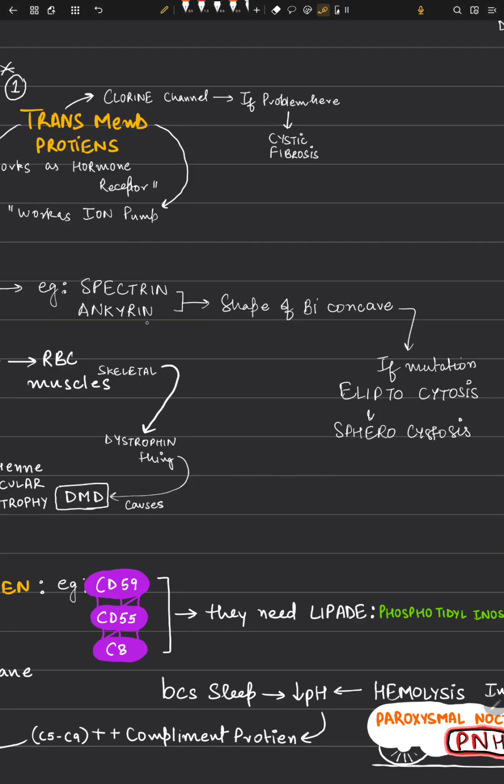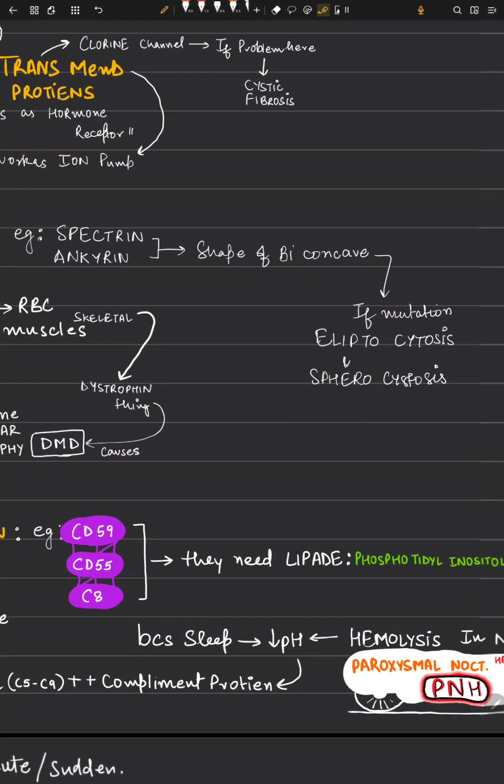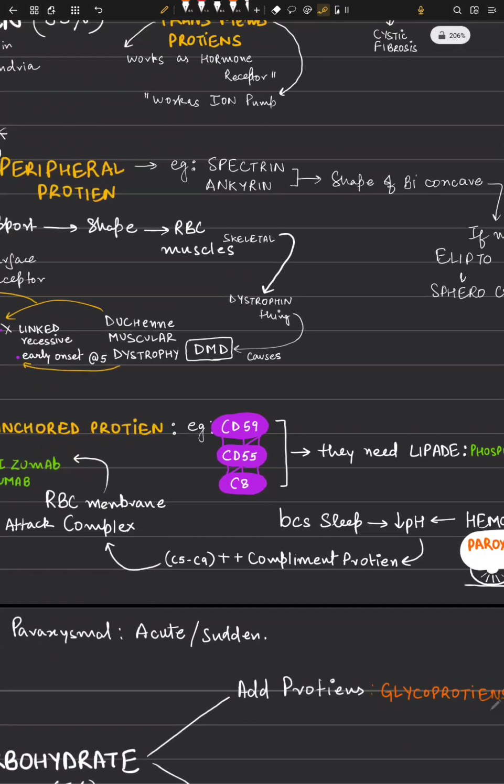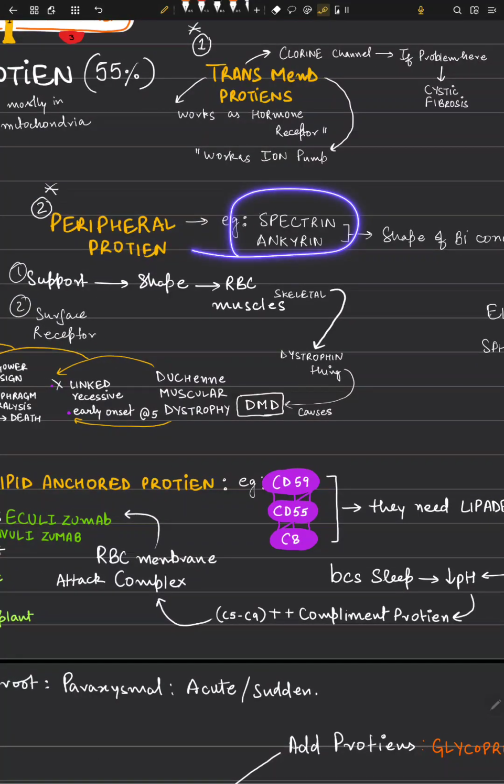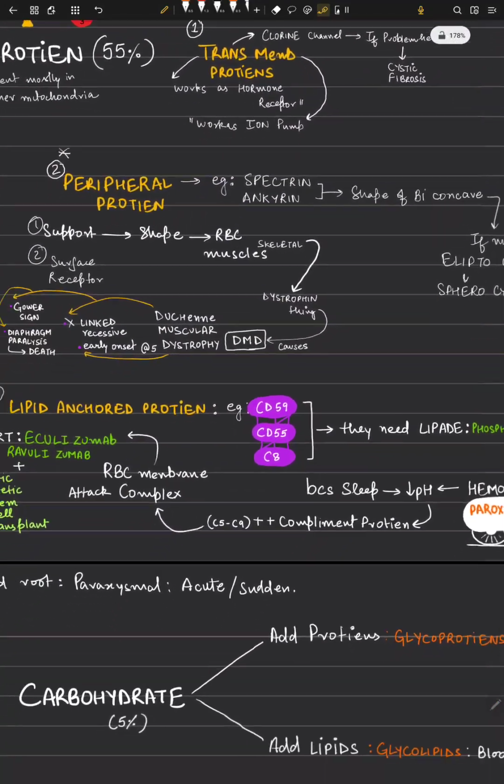So we need this kind of shape. If there is some problem in spectrin and ankyrin, if there's a mutation, then we call it ellipto. Ellipto is a shape, and sphero is also a shape. So elliptocytosis. Cytosis just means the cells are becoming, cyto means cells, you understand me. So elliptocytosis and spherocytosis can happen. We don't want that. We want our spectrin and ankyrin to be absolutely all right.